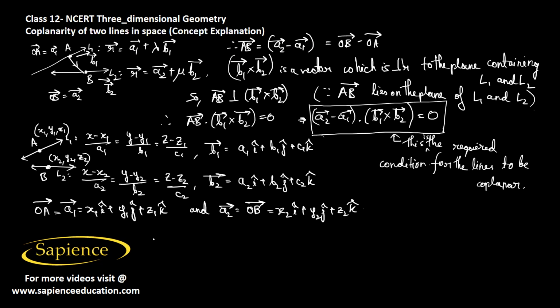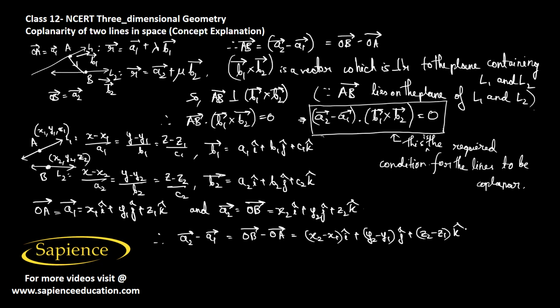So now therefore a2 vector minus a1 vector would be equal to OB vector minus OA vector. So that will be equal to (x2 minus x1) i cap plus (y2 minus y1) j cap plus (z2 minus z1) k cap. And b1 vector is this and b2 vector is this. So (a2 minus a1) dot b1 cross b2, we need to find the scalar triple product. This is actually called the scalar triple product.